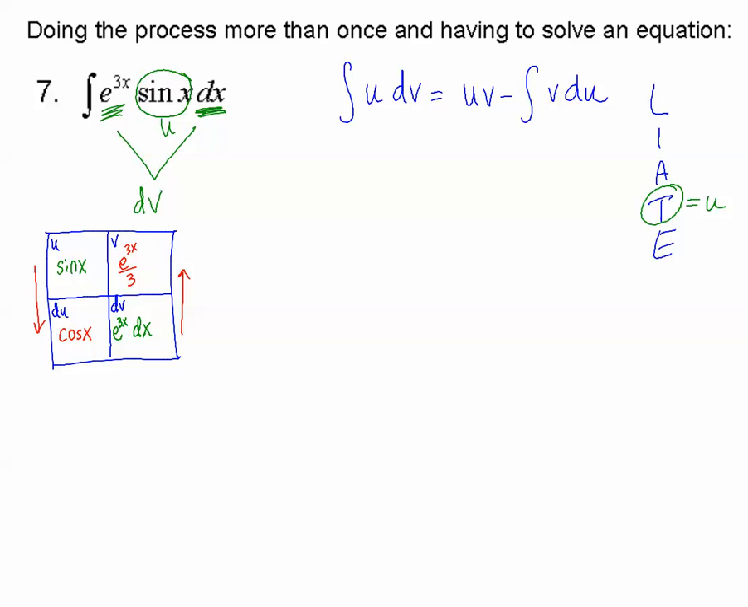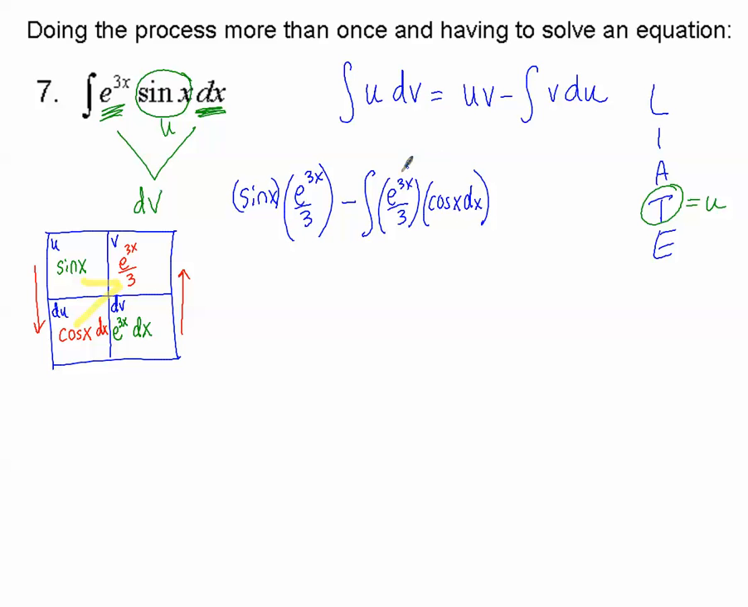Now we make our 7. uv, v du. Let's write that in. uv, sine of x times e to the 3x over 3 minus integral v du. E to the 3x over 3. Oops, I did it again. Don't forget the dx. The d's have d's in them. Cosine of x dx.